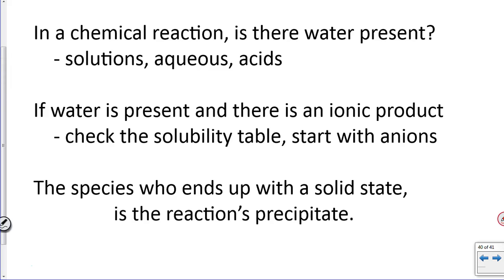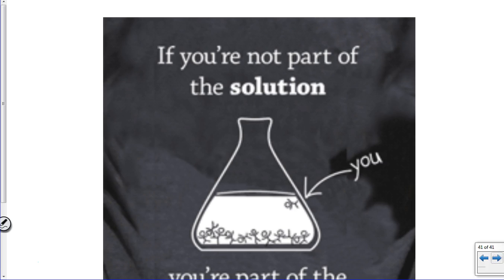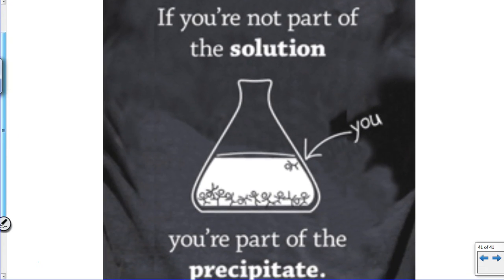If water is present and there is an ionic product, check the solubility table and start with the anions like we have talked about up to this point. The species who ends up in the solid state is the reaction's precipitate. Again, this all is based off of our solubility table talk we just had. You need to practice what we have talked about. So really quickly, water, ionic products, solids, that's your precipitate. If you are not part of the solution, you are part of the precipitate.